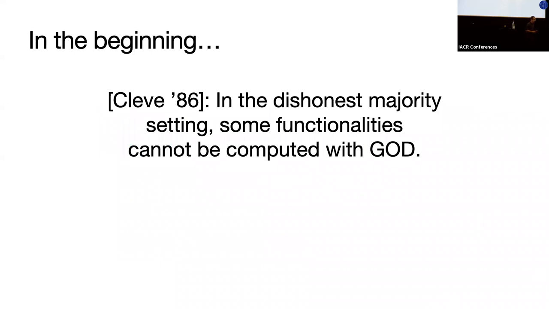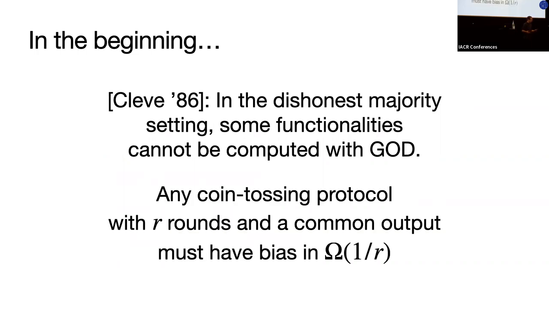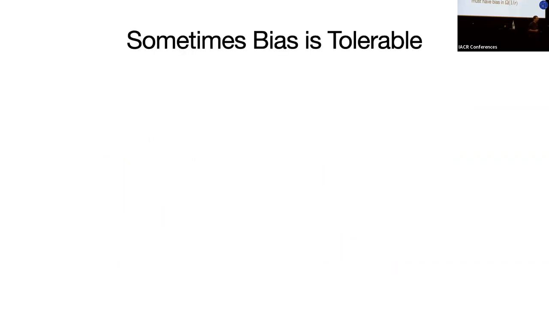One of the earliest and most important results in guaranteed output delivery is Cleve's 1986 proof that in the dishonest majority setting, some functionalities can't be computed with guaranteed output delivery at all. In particular, any coin tossing protocol with R rounds must have bias proportionate at least to 1 over R. So this means that computing an unbiased coin flip cannot be achieved in any finite number of rounds. The good news, though, is that sometimes bias is tolerable. And this is particularly true when you're sampling cryptographic objects.